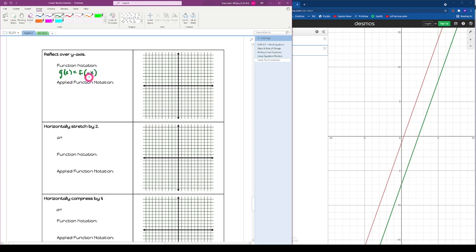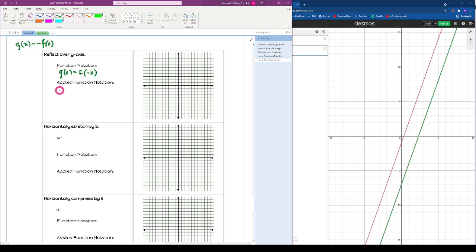When we reflected it over the x-axis, when we changed our y's, remember that was g of x equals negative, and then we had f of x. So our negative was out of the parentheses. Now our negative is in the parentheses.